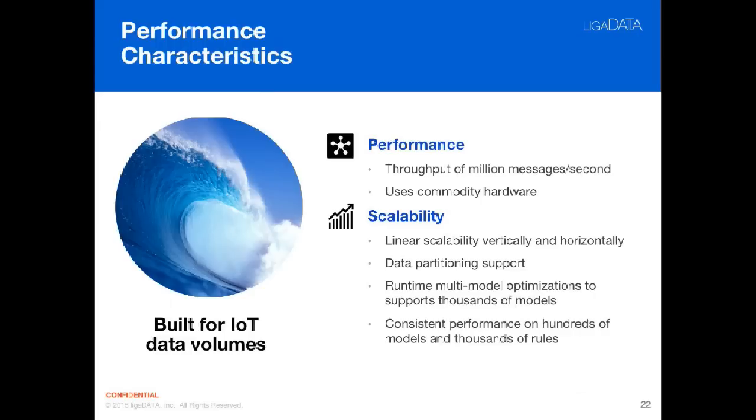Okay, so backing out of some of the detail and the eyes spinning in spirals. So the throughput, we're getting millions of messages per second, and that's using commodity hardware. So scalability is linear. So linear scalability, and then we have data partitioning support, multiple model optimizations, and then consistent performance across hundreds of models and thousands of rules.